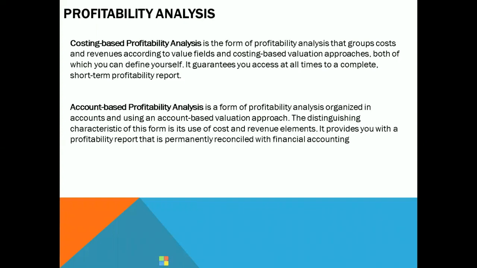Why? Because in the costing base, it will group all the costs and the revenues, whatever costs and revenues there are, based on the value fields and the cost-based valuation approach. You can define this yourself. What are all the value types? SAP provides you up to 99 value types. You can define up to 99 value types in one profitability analysis, that is, in one operating concern.